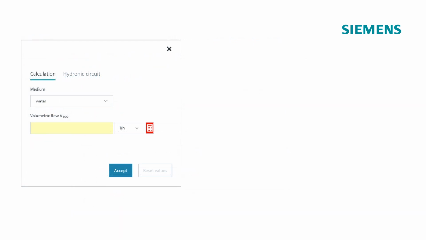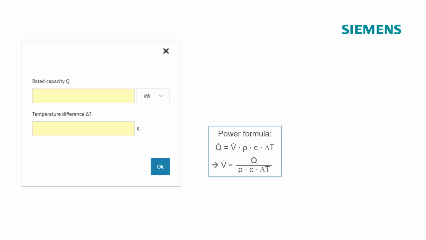Now, the volumetric flow that the valve must handle must be calculated. Change the unit here from liters per hour to cubic meters per hour. Click on the calculator symbol to enter the detail information. The volumetric flow is calculated using the power formula from the rated capacity and the applicable temperature difference. In this calculation, typical constant values for density ρ and specific heat capacity C are used.